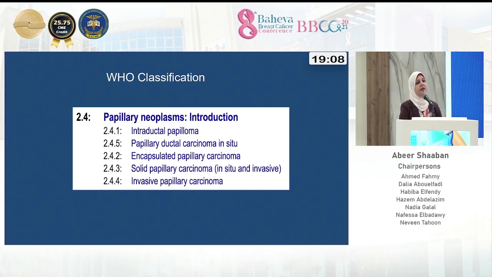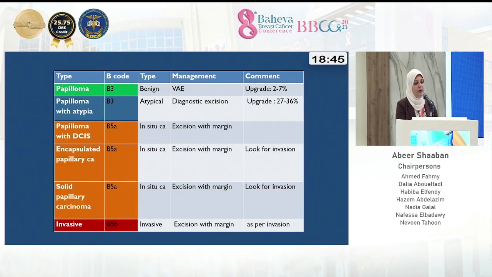This is the WHO 2019 classification of papillary neoplasms of the breast, including intraduct papilloma, papillary DCIS, encapsulated papillary carcinoma, and solid papillary carcinoma. Both of the latter are in situ, but can be associated with invasive disease, and then invasive papillary carcinoma. It's really important to get them right because the management is different for each one.